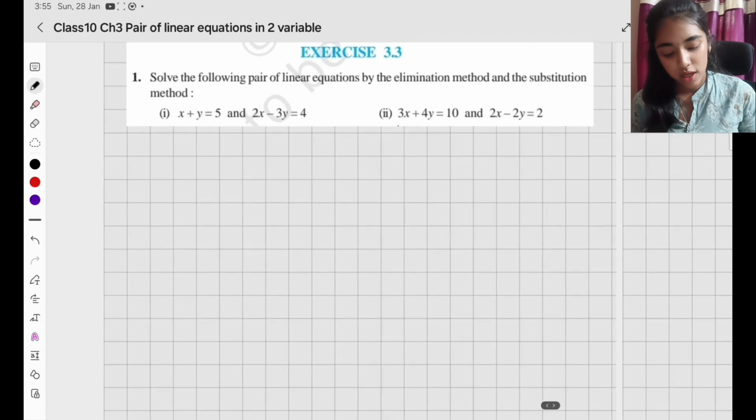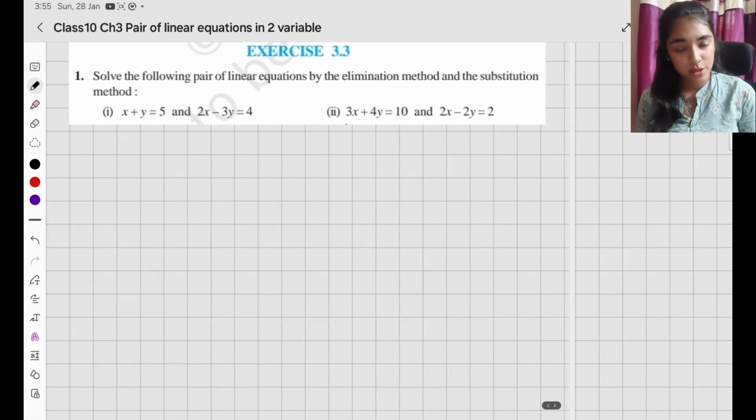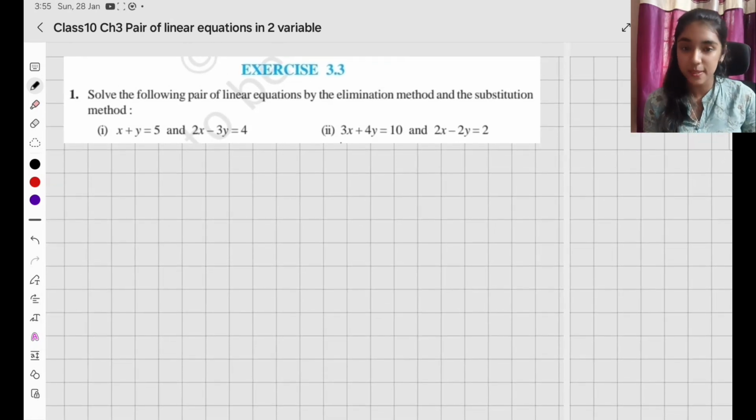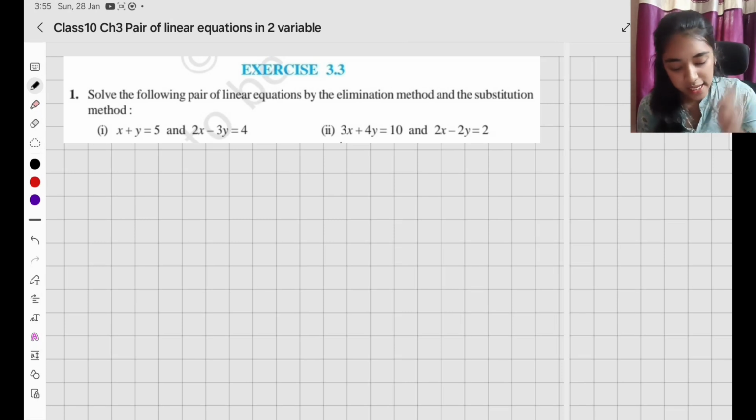Now, இவ்ளோ நேரம் we solved examples. Please go and watch the example questions also. Elimination method நான் இதிலயும் சொல்லி தரேன், அதிலயும் சொல்லி கொடுத்திருக்கேன். Okay? Now solve the following pair of linear equations by elimination and substitution. Substitution நம்ம நிறைய பண்ணியாச்சு. Elimination என்னன்னு பாப்போம்.